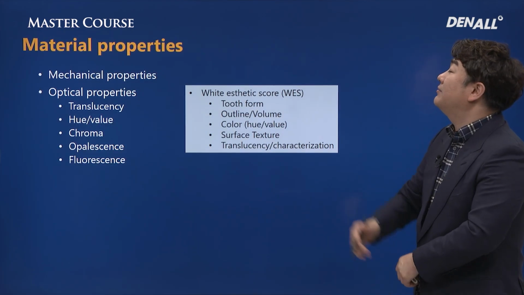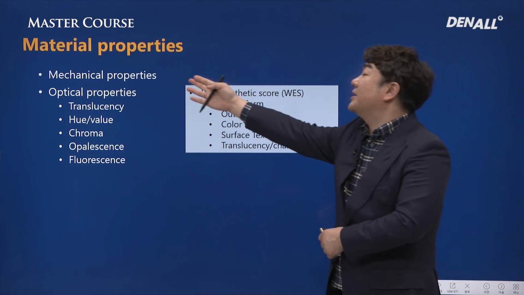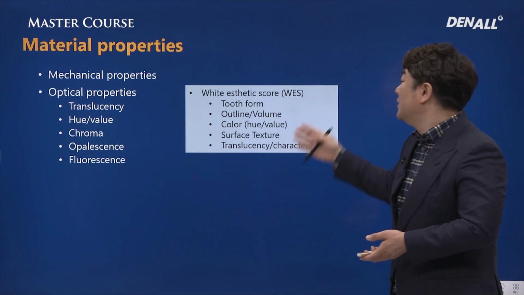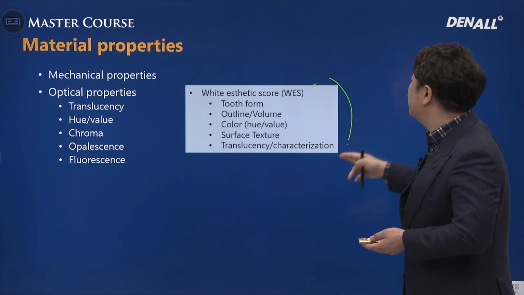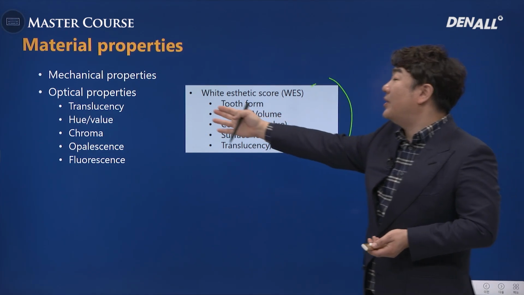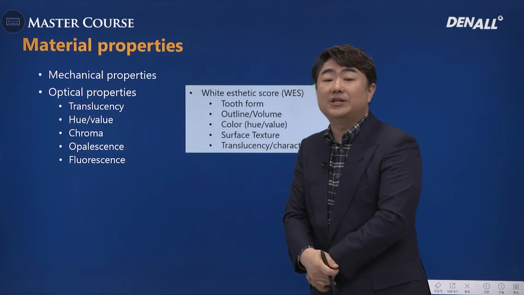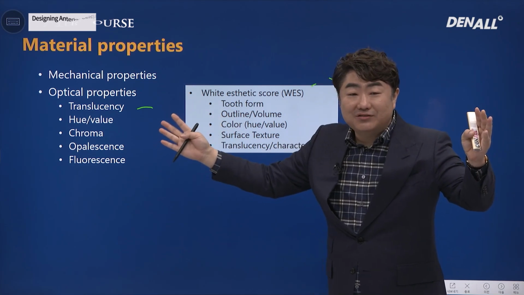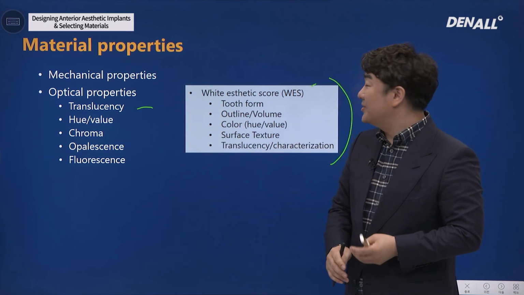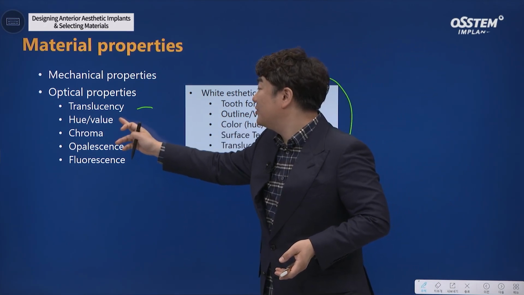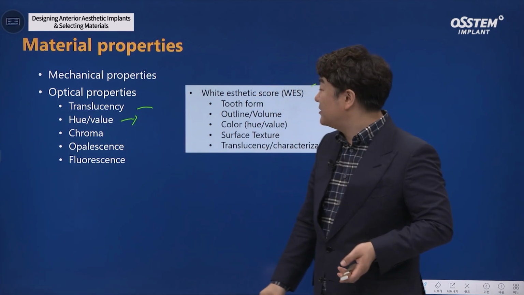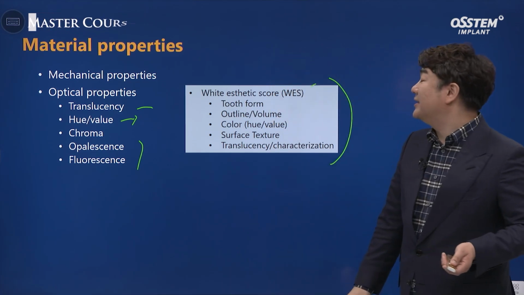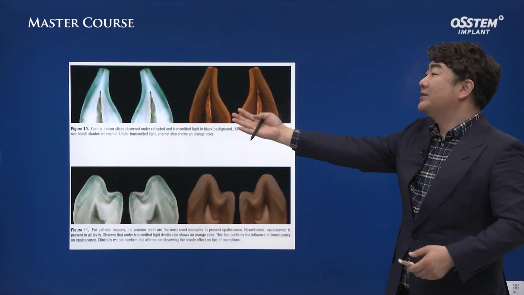The necessary properties of these materials include mechanical aspects like fracture strength or flexural strength. Also, we need to understand optical properties to adequately provide white aesthetics. If we talk about translucency, it's in between opaque and transparent. We all know about hue, value and chroma. This is created from our shade guide. There's also opalescence and blueness.